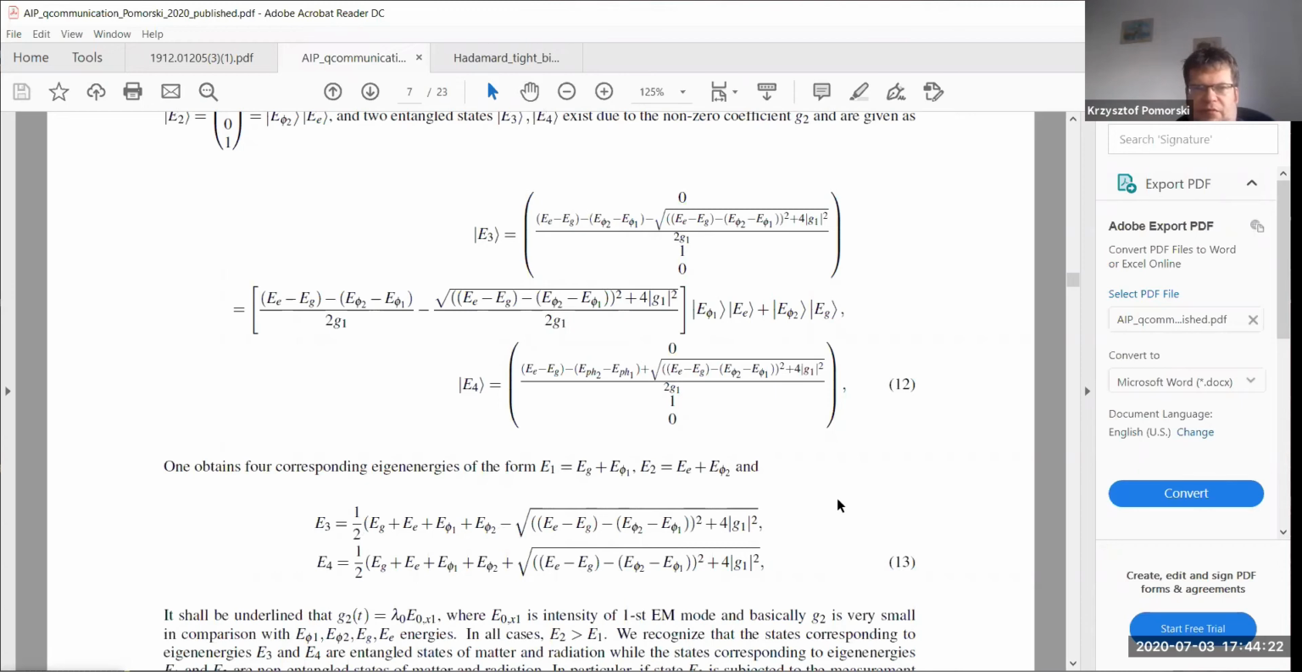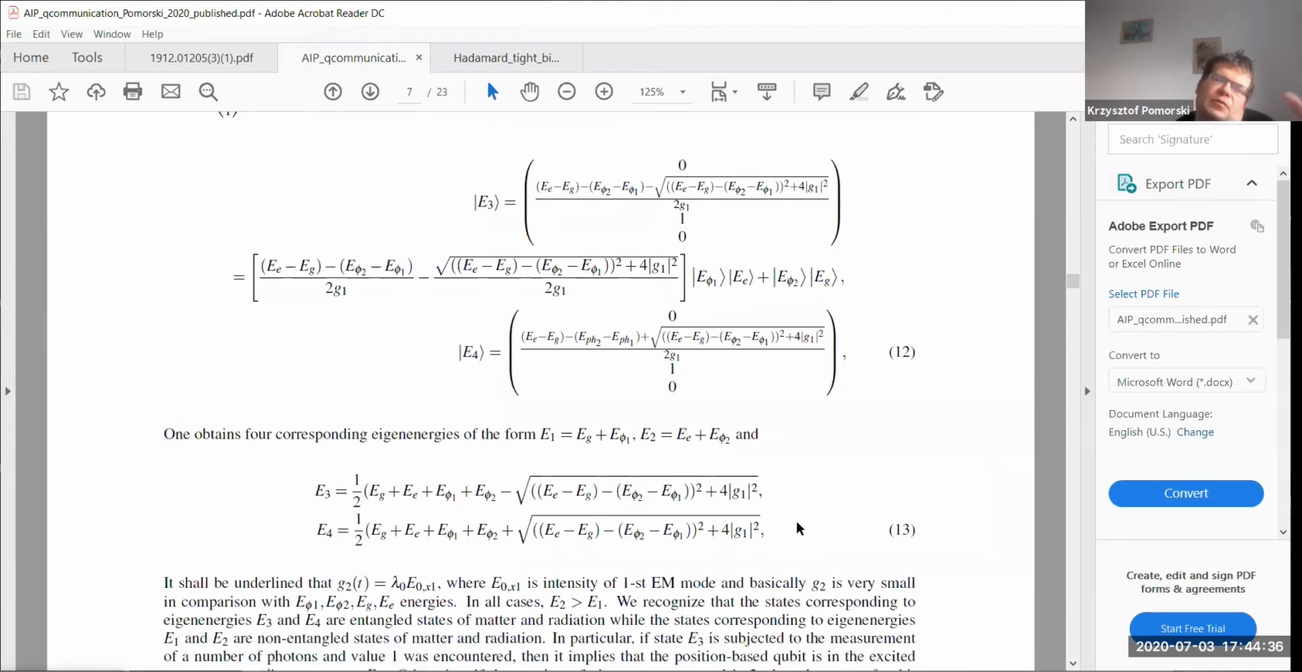And also those 2 terms are specified. So here you have this G1 term that is generated by the interaction between the electromagnetic cavity and the qubit.